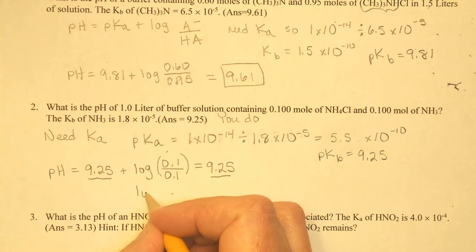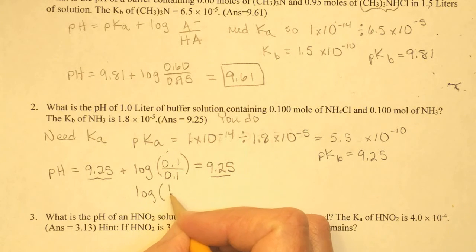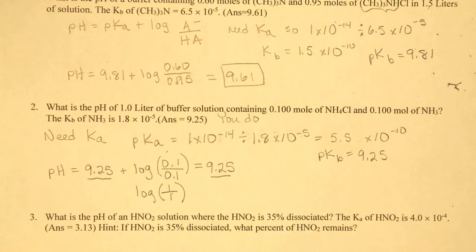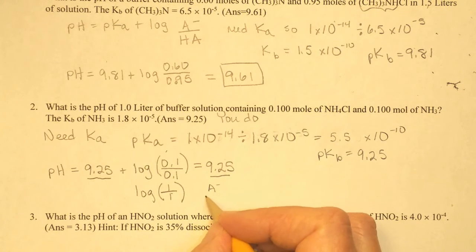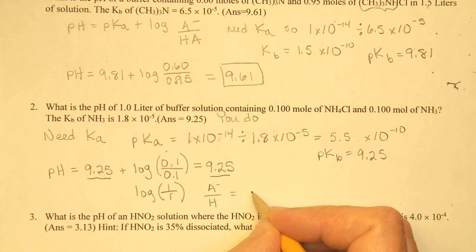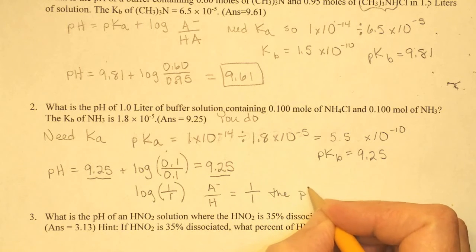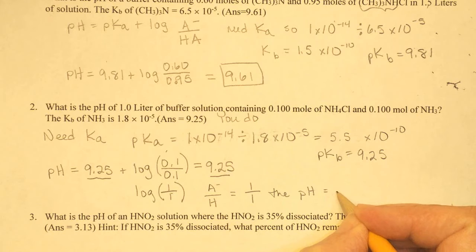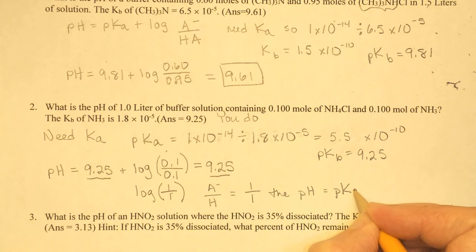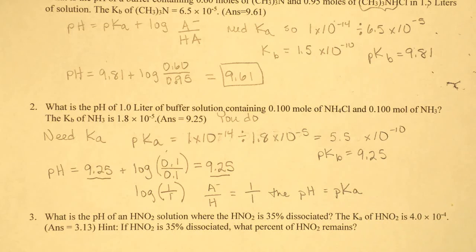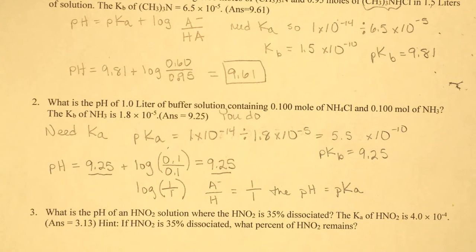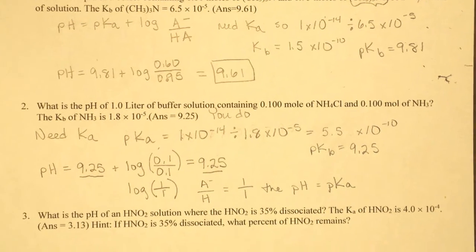What we have here is a log of 1 to 1 if we are simply looking at the ratio. Anytime our A minus to HA is equal to 1 over 1, the pH is going to be equal to the pKa. This will become very useful later when we're doing titrations. Okay, let's take a look at the next problem.